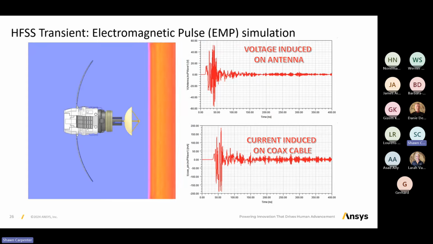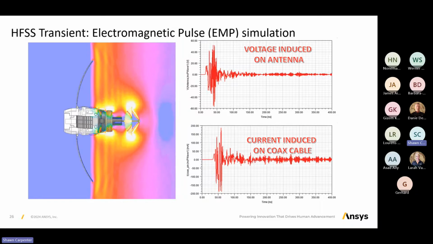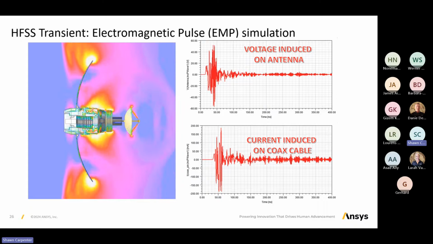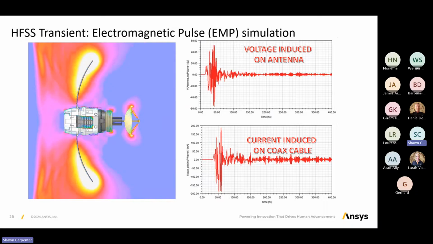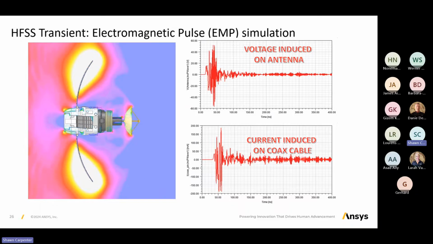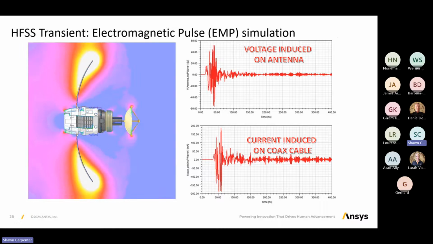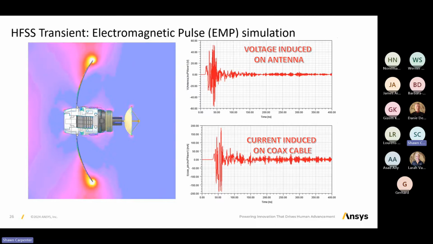You can see the voltage that's been induced on the antenna from this wave here over time. So it's a transient capture. And also see the current that's been induced onto our coaxial cable here over time. So very useful and helpful diagnostics when we're trying to understand the hardening of some of our components to events like that.